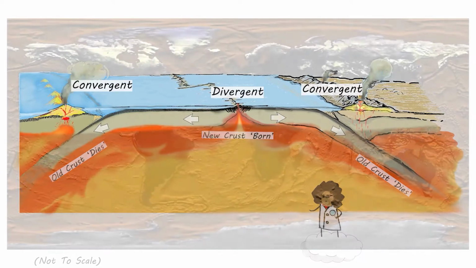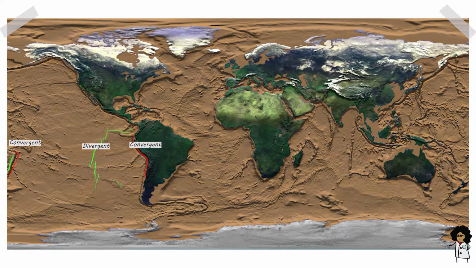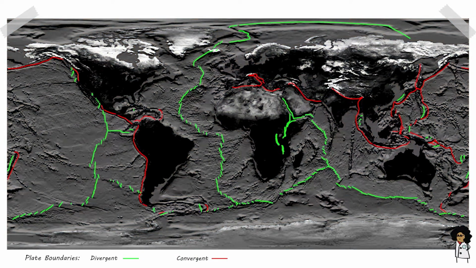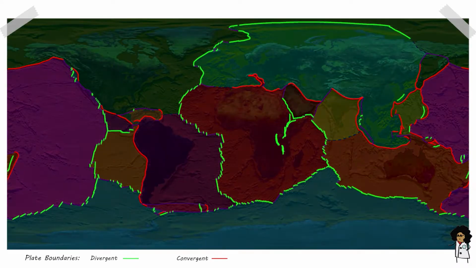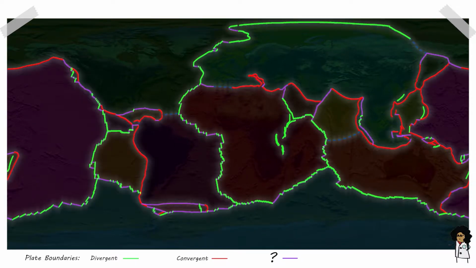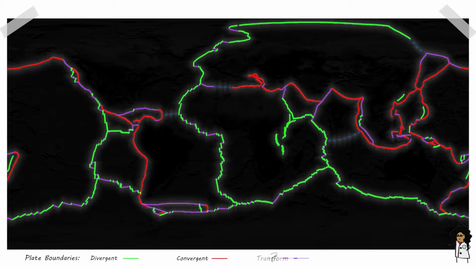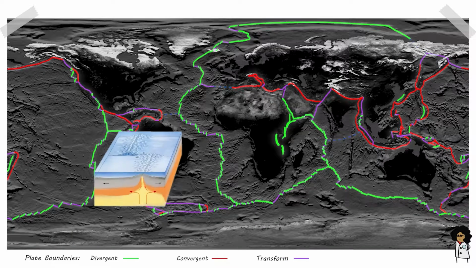However, if we project these plate boundaries on the map, we can see there are gaps in the outline of the plates. There must be another kind of plate boundary. The third type of plate boundary is called a transform plate boundary and is marked by transform faults.